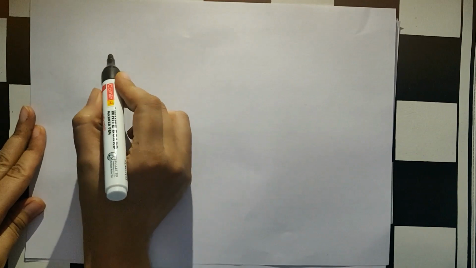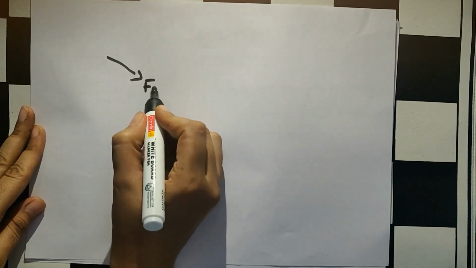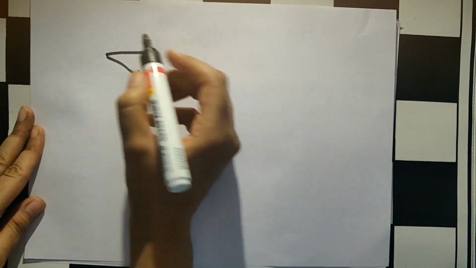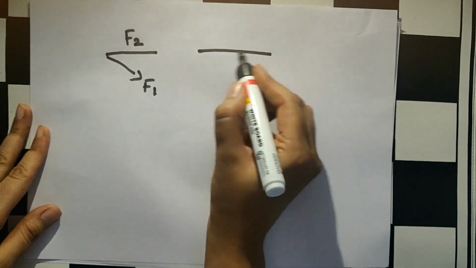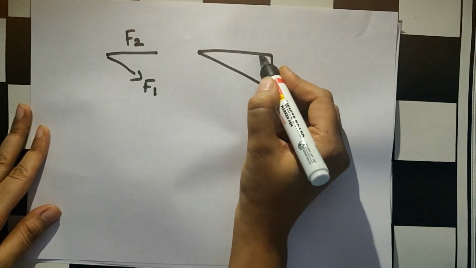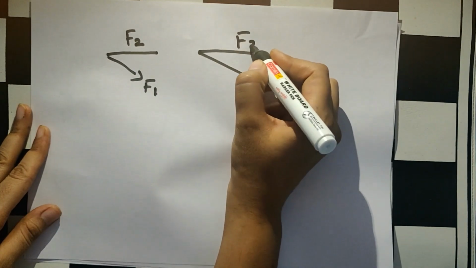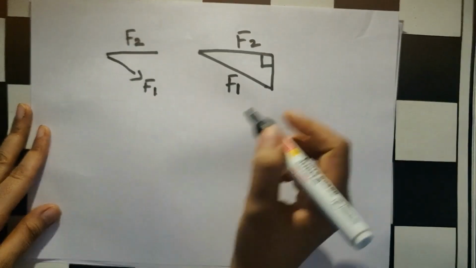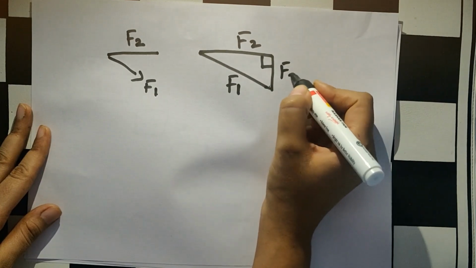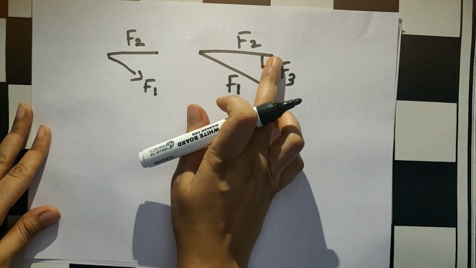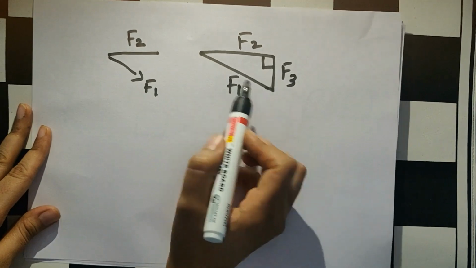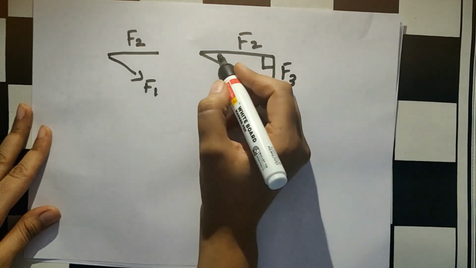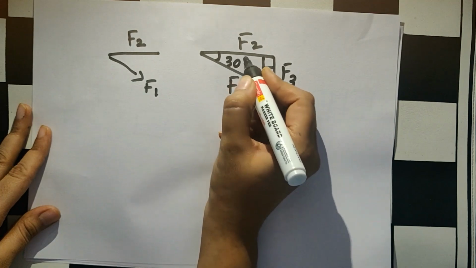So suppose this is your force F1, and this is your force F2. Okay, what we will do is we will make one right angle triangle with these forces. This is F2 and this is F1, and this vertical force will be your F3. Okay, the horizontal component is your F2, the vertical component is your F3, and the original force is F1. Now this angle is given as 30 degrees.